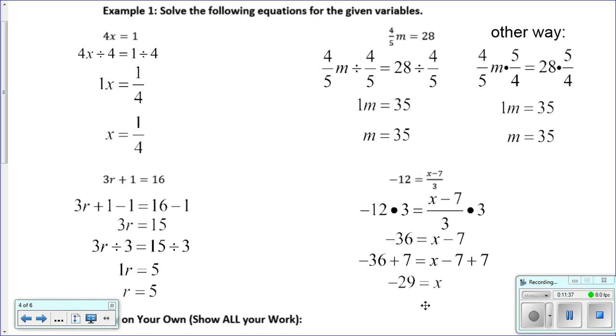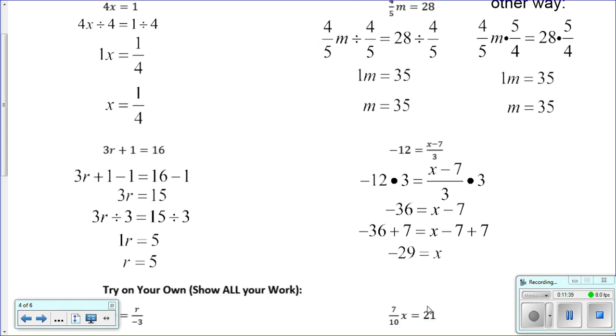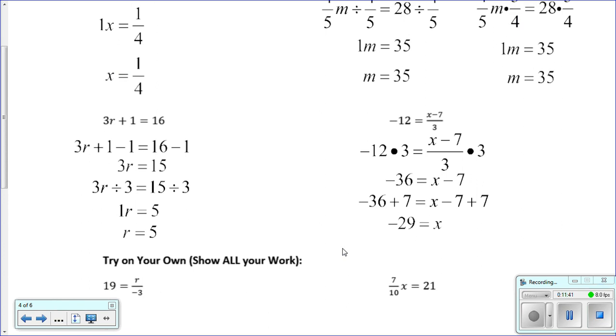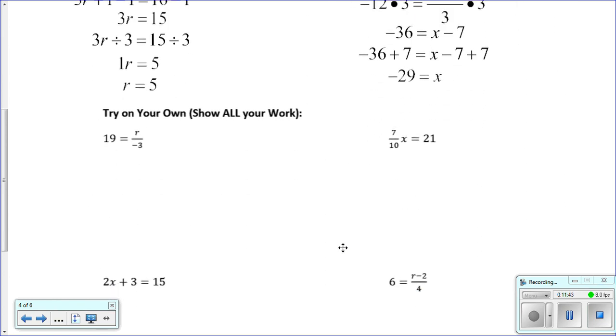Okay? That was a very quick overview. So go ahead and try these on your own. We will go over the answers next class. Okay? But do give all of these a try. Okay? I want to see some work from these.